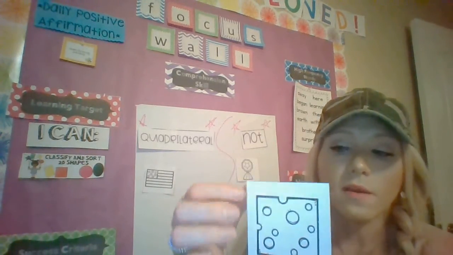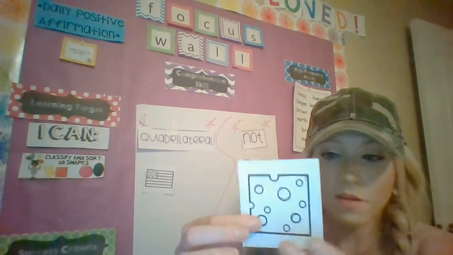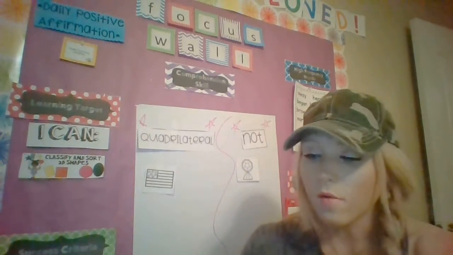Let's count the vertices just to be sure. 1, 2, 3, 4, and the angles. 1, 2, 3, 4. So we know it's a quadrilateral.